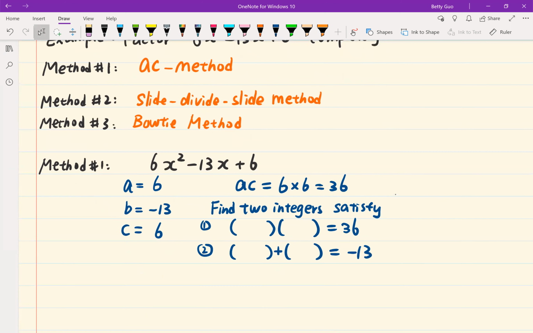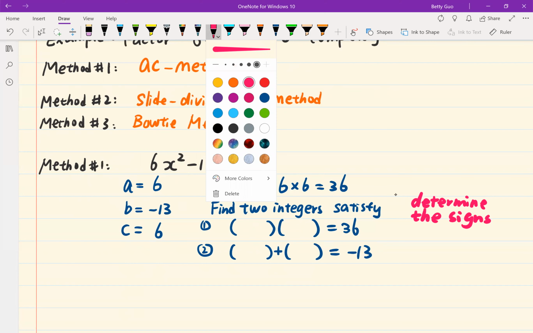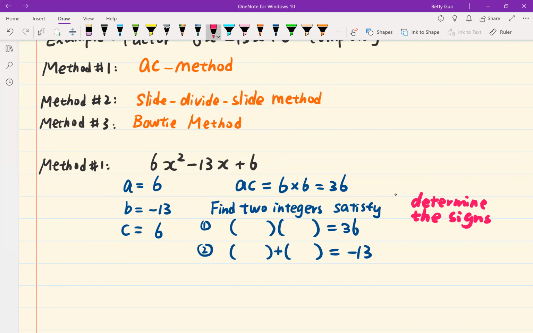So we determine the signs for the two integers first. Two integers multiply to a positive number means they have the same sign. They do not have opposite sign. If they have opposite sign, then the product would be negative. The addition of the two numbers is negative, which means the two numbers have to be both negative. So we know the two numbers we are going to look for, both of them are negative.